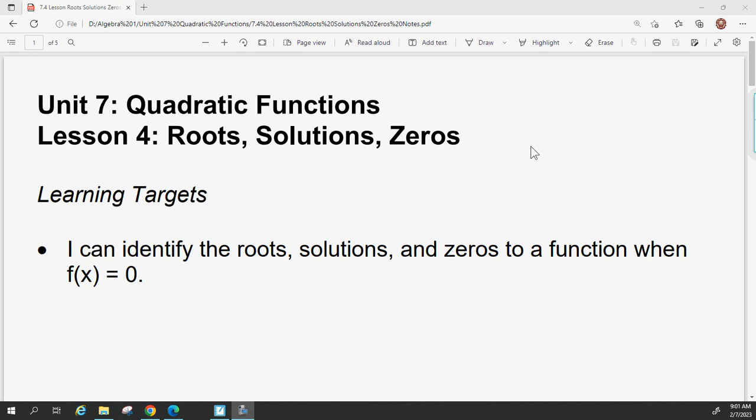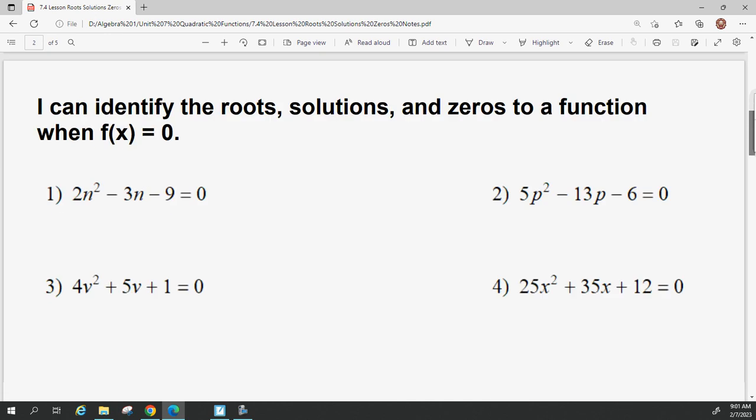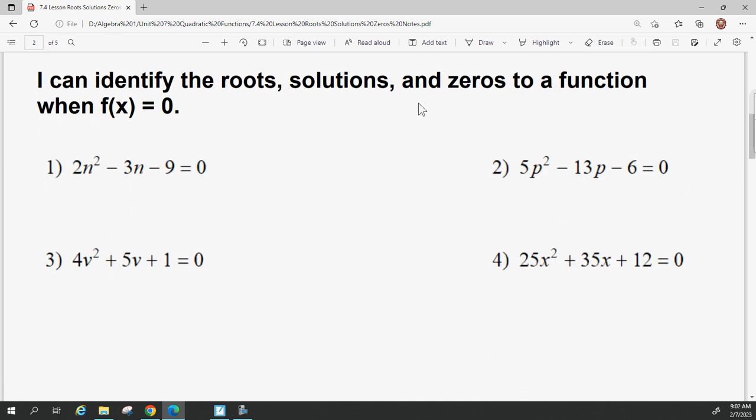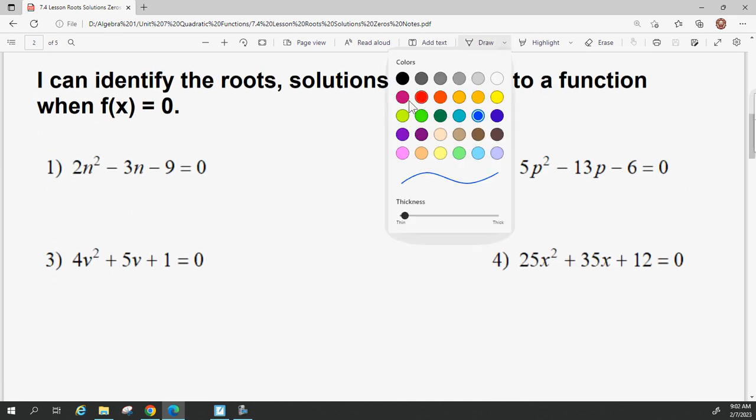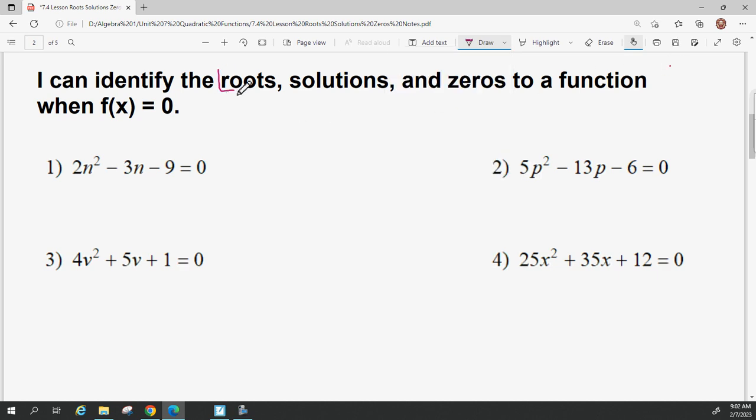Hey, today we're going to continue talking about quadratic functions, and now we are going to start solving them. And that might sound more complicated than it actually is. So we use these three words when we're looking for you to solve a quadratic function sort of interchangeably. And they all are asking you to do the same thing: find the roots, find the solutions, find the zeros of a function.